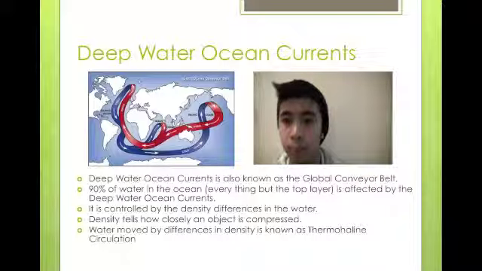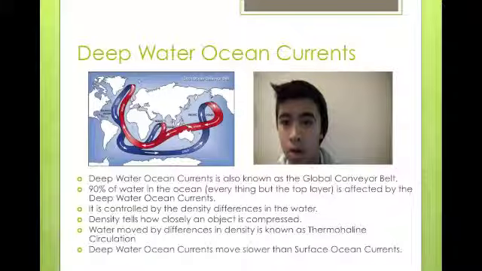Water moved by differences in density is also known as thermohaline circulation. Deep water ocean currents move slower than surface ocean currents.